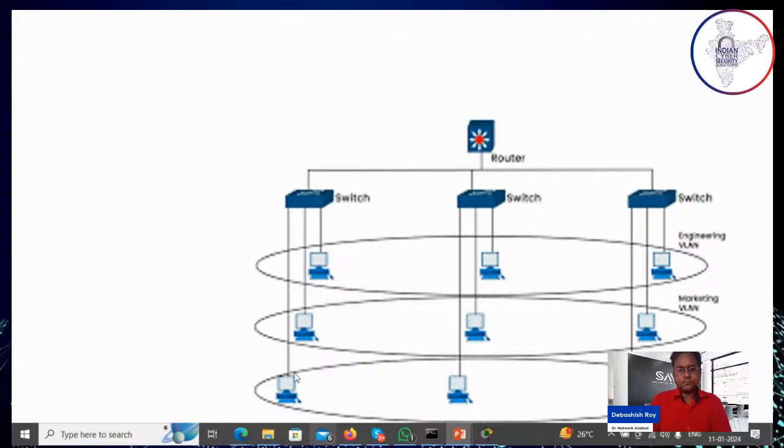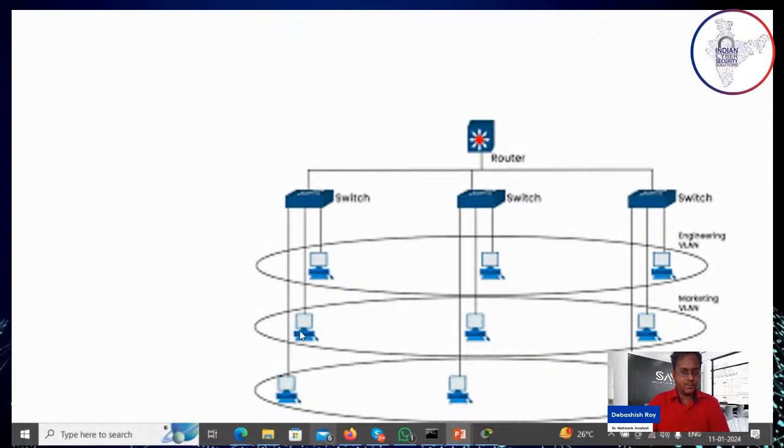Now, if this PC is communicating with any other PC in any other VLAN, what would be the source and destination IP? So source IP definitely is this PC's IP, but what would be the destination IP? What would be the gateway? And what would also be the destination MAC address of this PC? If I say that this PC is communicating with this PC of the marketing VLAN, will the source and destination IP and MAC be of the marketing VLAN PC?